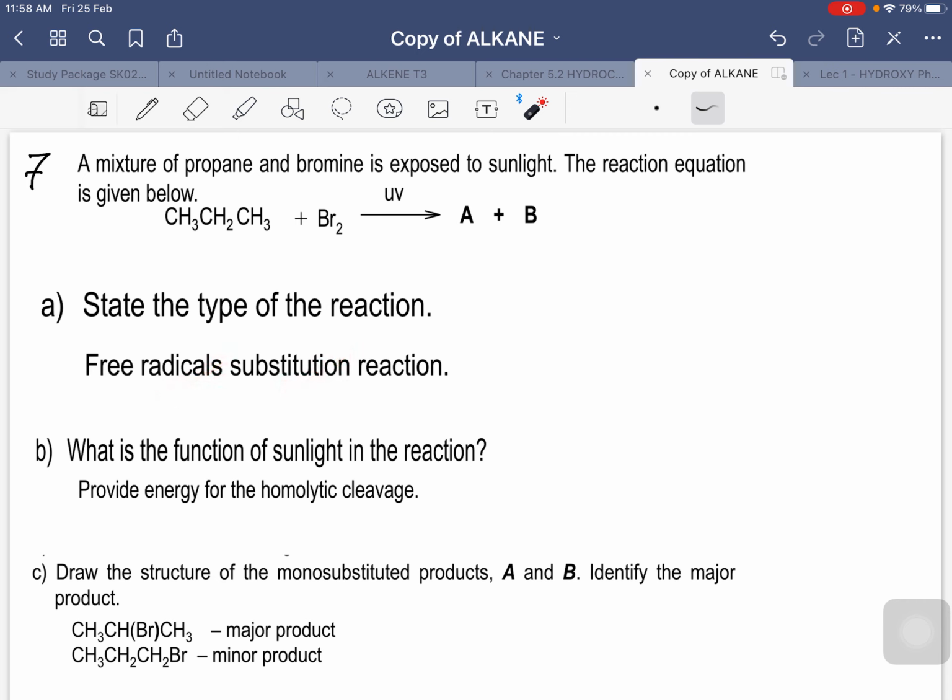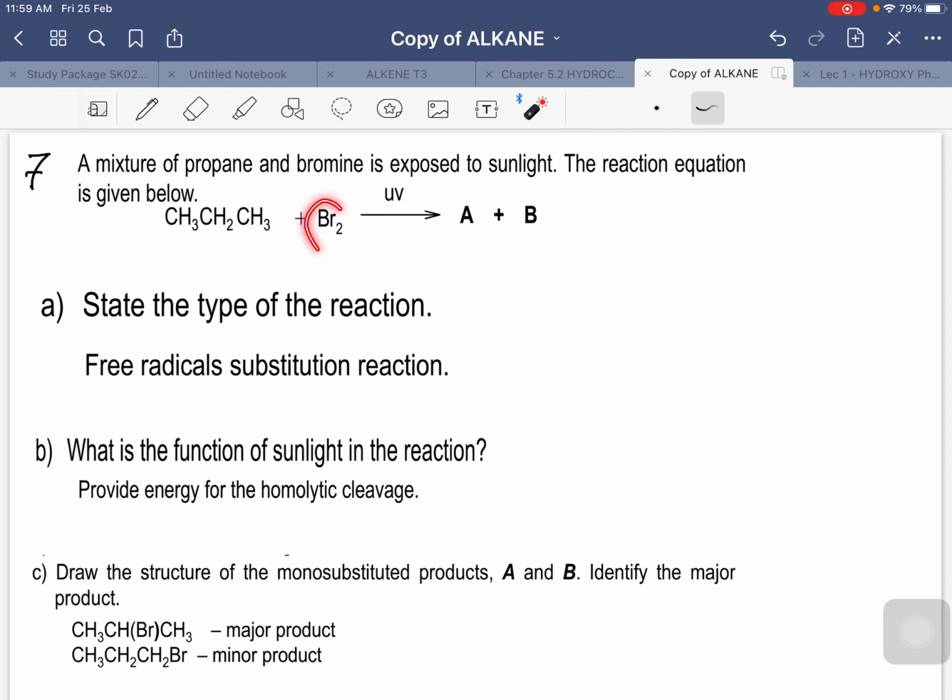B, what is the function of the sunlight? UV is used to break the bromine homolytically, providing energy for the homolytic cleavage. C, draw the structure of mono-substituted A and B. Then identify the major and minor product.